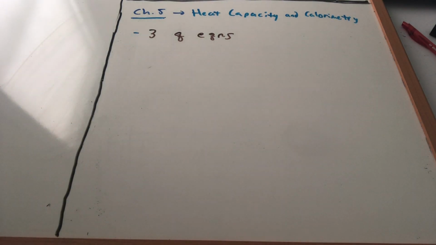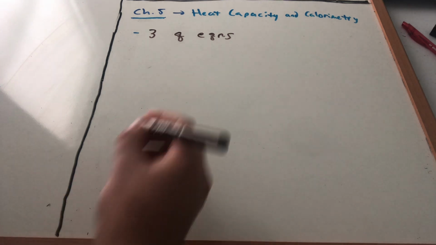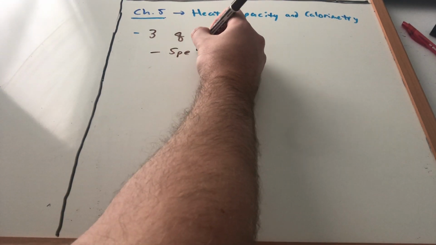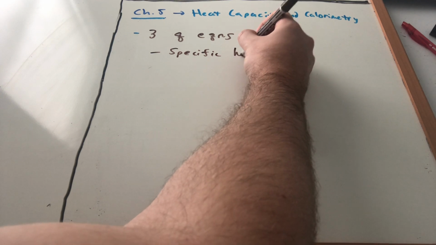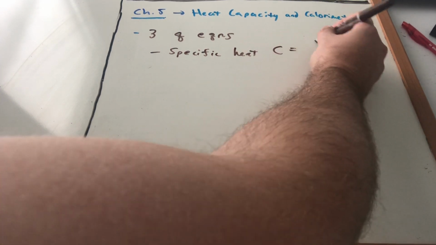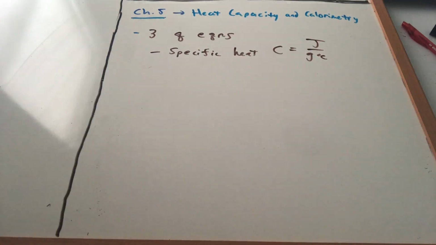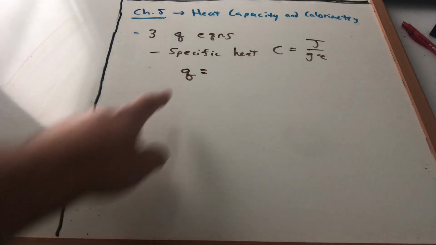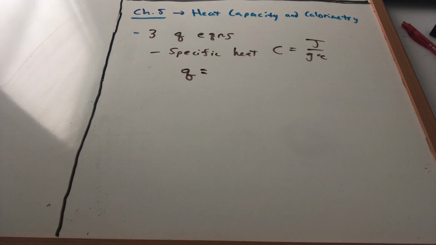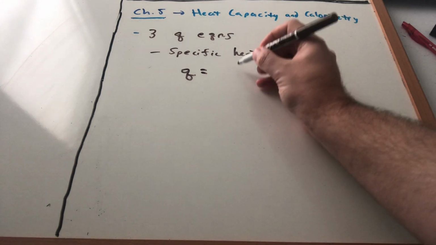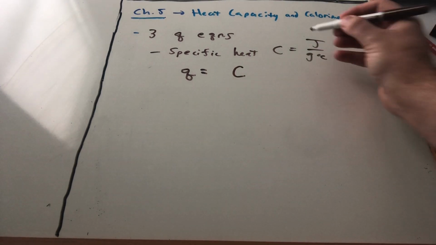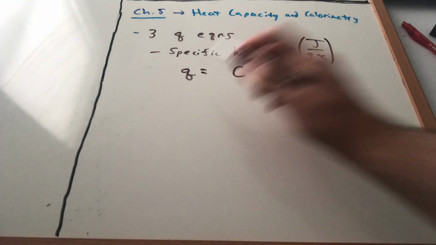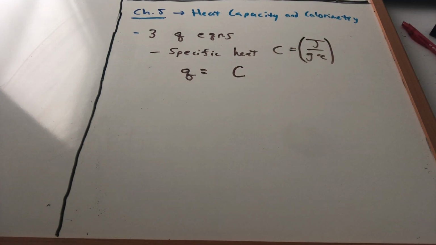Because we have 3 different C's, we have to be able to interpret what's given in a problem and take a C and get a Q. So for example, let's say we have a specific heat to start with. A specific heat has units of joules per gram degrees Celsius. If I want to calculate the heat, what are the units of heat? Well, heat is an energy, so it has units of joules.